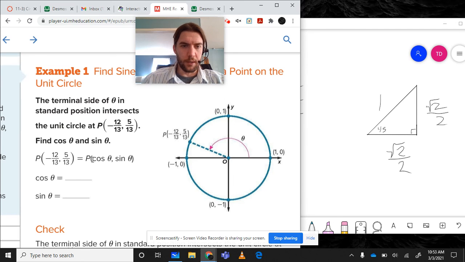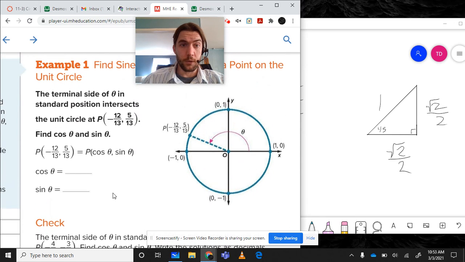Well, as they're pointing out right here, cosine of theta is just that first point, right? It's just the x coordinate. The sine of your angle is the y coordinate. So that's all we would plug in. Cosine of theta is -12 over 13. Sine of theta is 5 over 13. Right? And that is all there would be to example number 1.